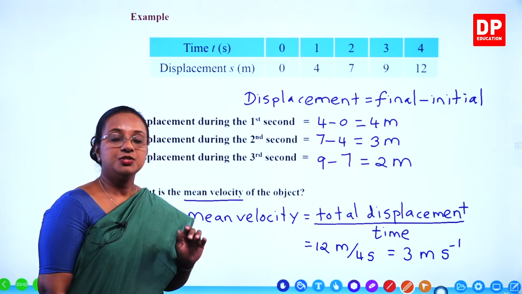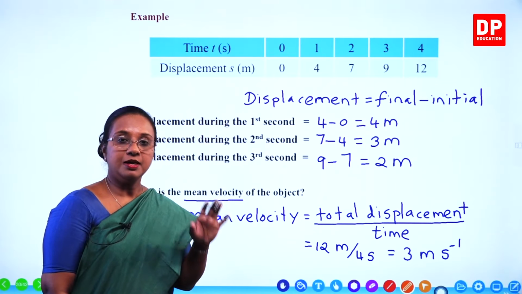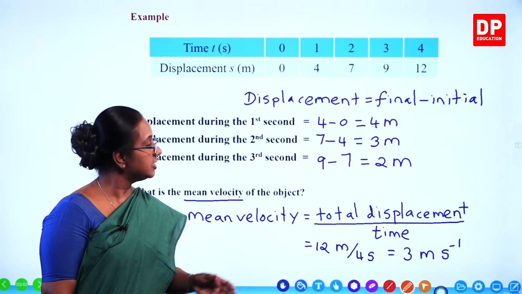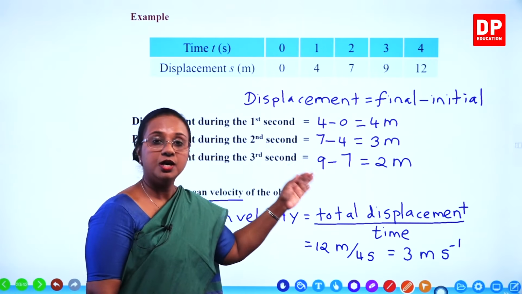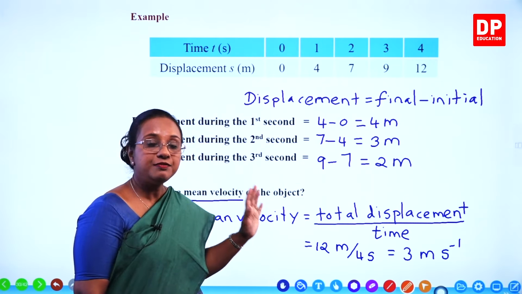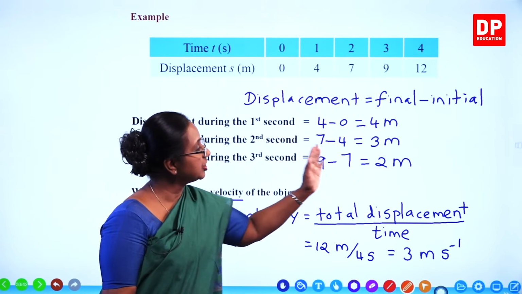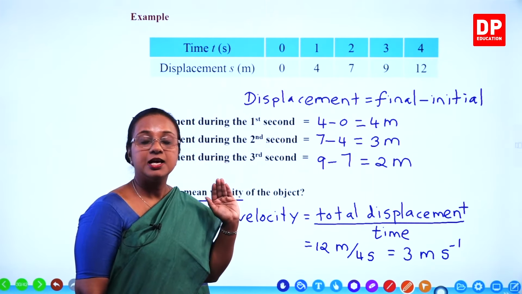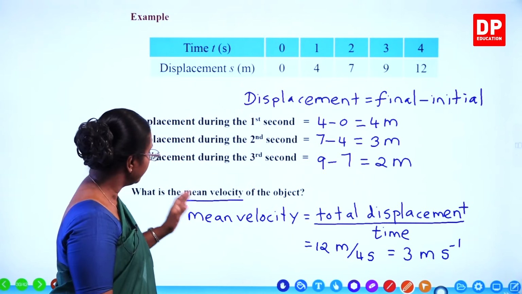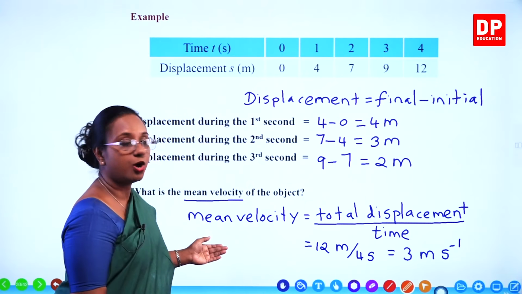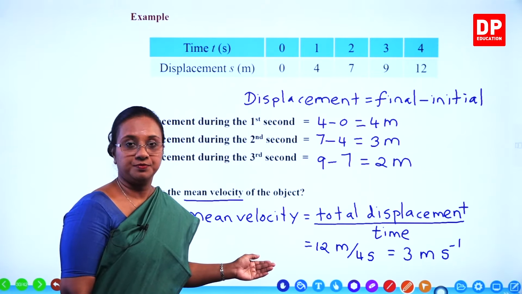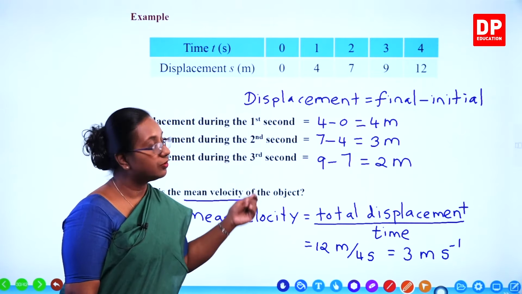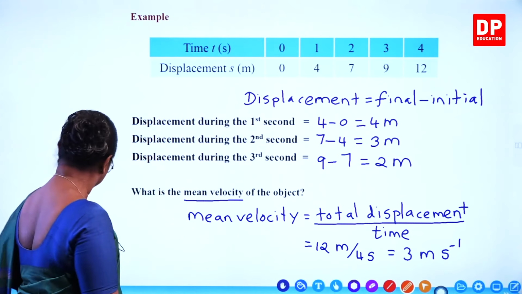Okay students, so you will have to remember, if it is uniform velocity, the displacement will be the same magnitude with time. But if it is not, then the velocity of the object is changing, and we calculate the mean velocity or the average velocity. With that in mind, we'll go to the next example.